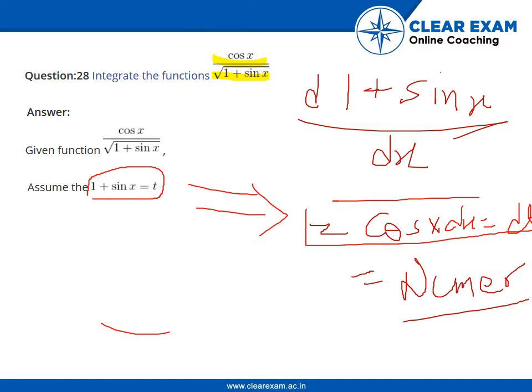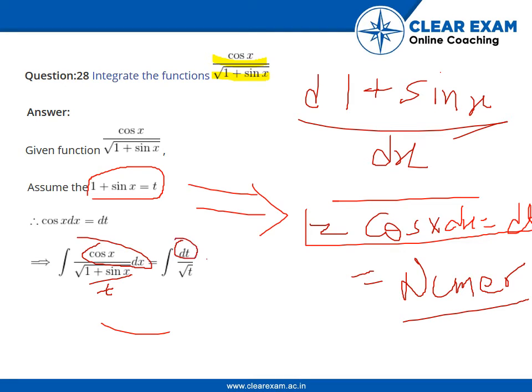Now moving to the next step, we have cos x dx upon root of 1 plus sin x. So 1 plus sin x can be written as t, and cos x dx can be written as dt. So we get the integrand as dt upon root t. Now this is a pretty easy integrand. So our final answer is t raised to the power half upon half plus an additional constant c.